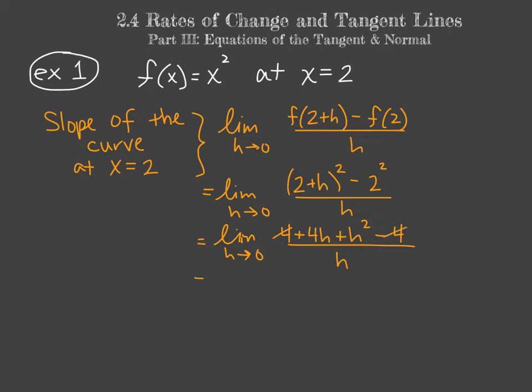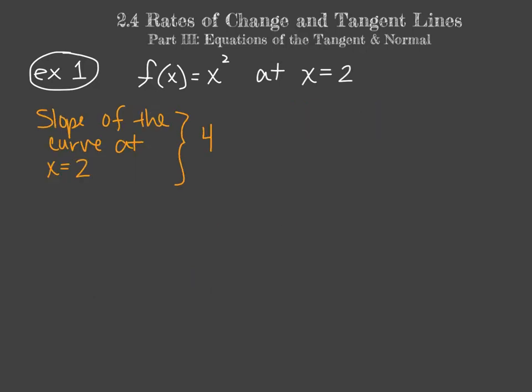Cool, so the 4 and the minus 4 cancel. So in our numerator, we can factor out an h. Our goal for doing that is because we want the h's to cancel. So we no longer have 0 over 0. So we're left with 4 plus h, all over h. These h's can now cancel. Now we can successfully use direct substitution. So when we plug 0 in for h, we'll just be left with 4. So that means our slope of the tangent at x equals 2, m sub tan, is 4.